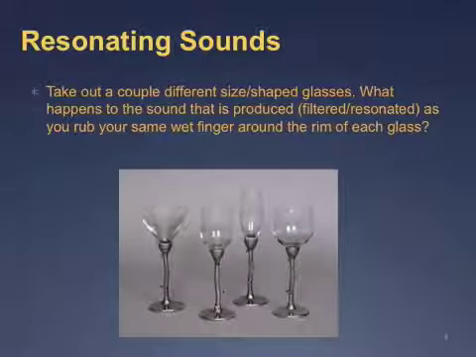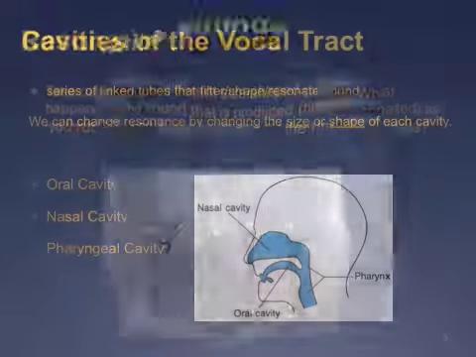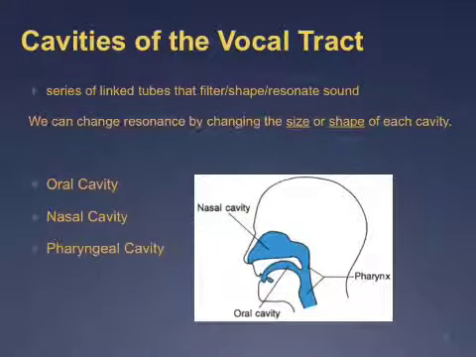Assuming that you do not have different string instruments lying around your house, you might have glassware of different sizes and shapes in your house. Pause the video for a quick experiment. What happens to the sound that is produced, in other words, filtered or resonated, as you rub your same wet finger around the rim of each glass? Please note that the glasses need to be made of real glass, and you get the best results with crystal stemware. You will learn more about resonance and filtering of sound waves in your class on phonetics and acoustics, as well as audiology. For now, you should just understand that changing the shape and size of the vocal tract will filter or resonate or produce different sounds. We can alter the configuration of the 3 cavities of our vocal tract.